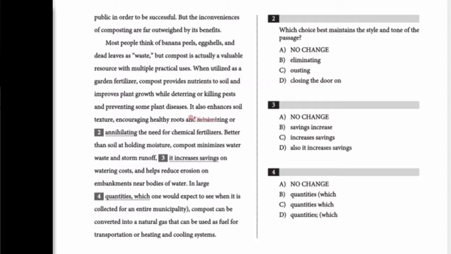Better than soil at holding moisture, compost minimizes water waste and storm runoff, comma, it increases savings on watering costs and helps reduce erosion on embankments near bodies of water. So the first part is an independent clause. It wouldn't be a comma and it, because that would make a comma splice of independent clauses.